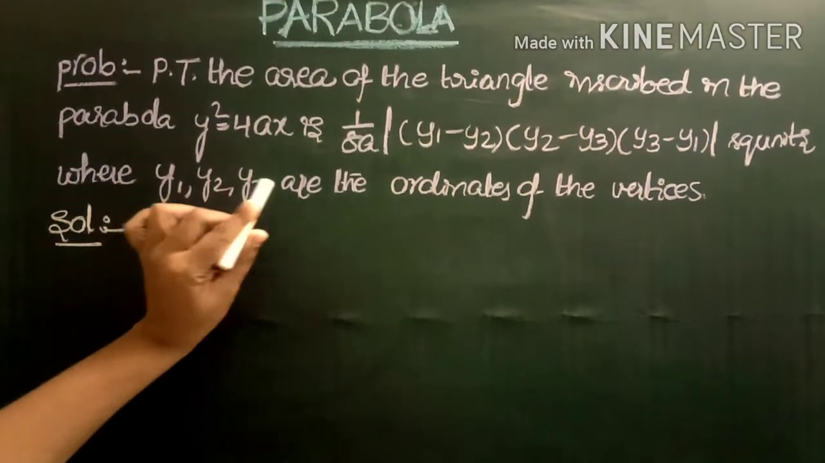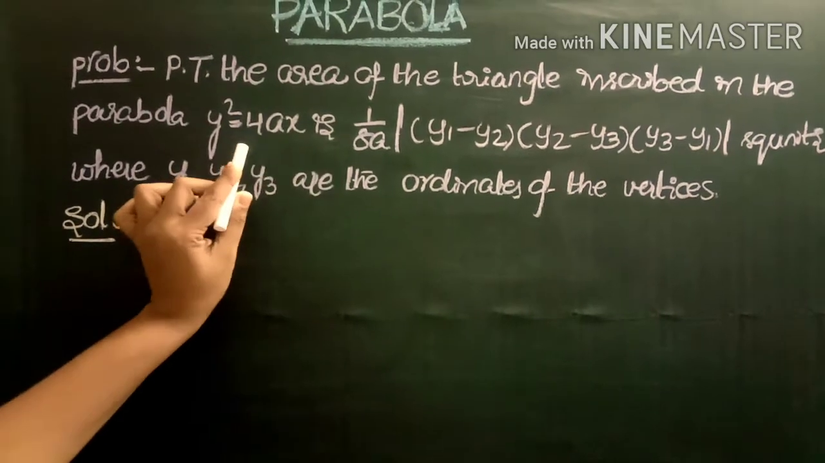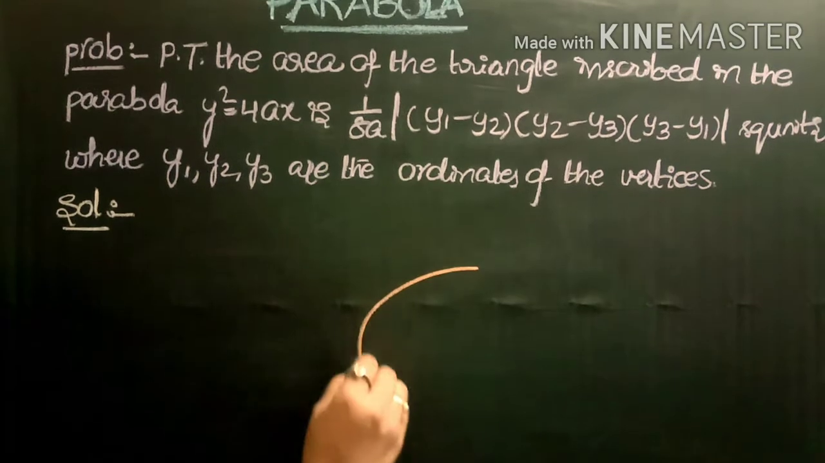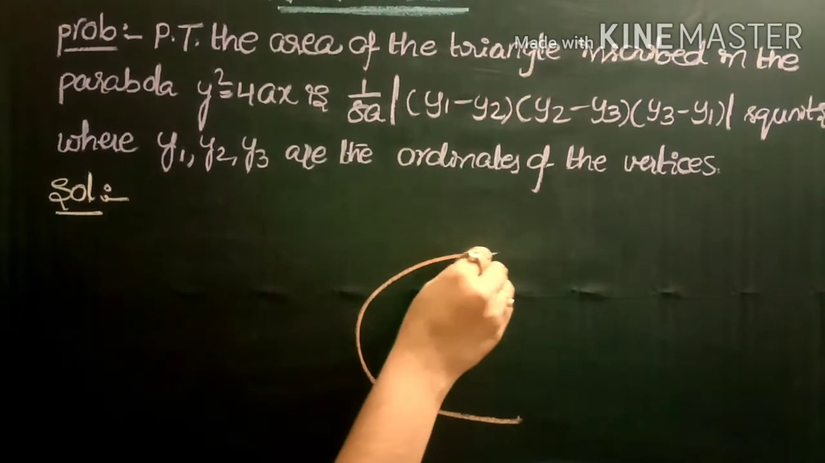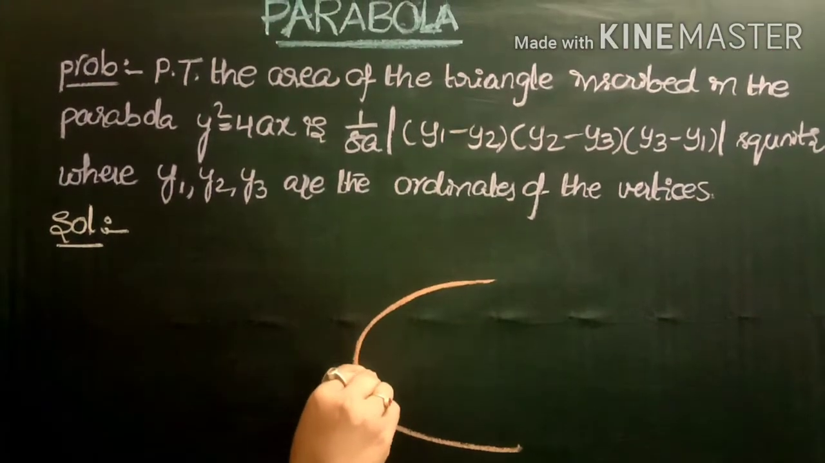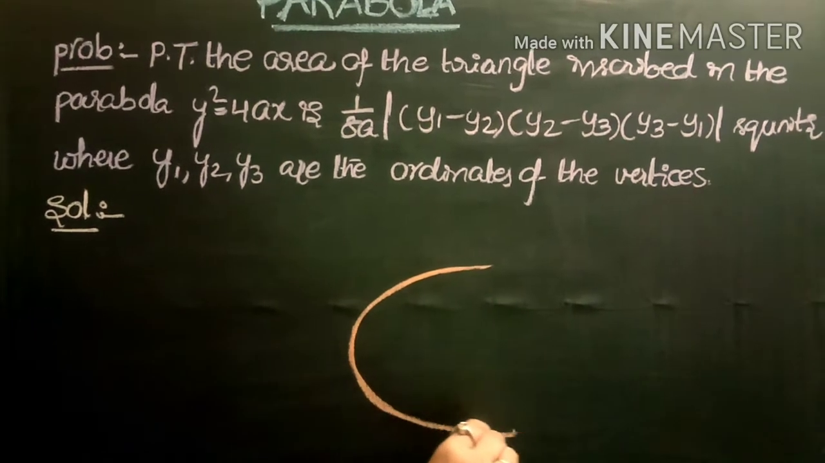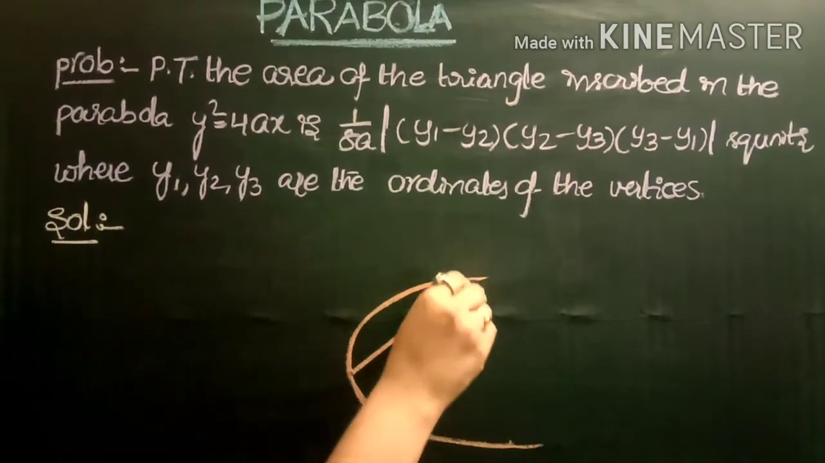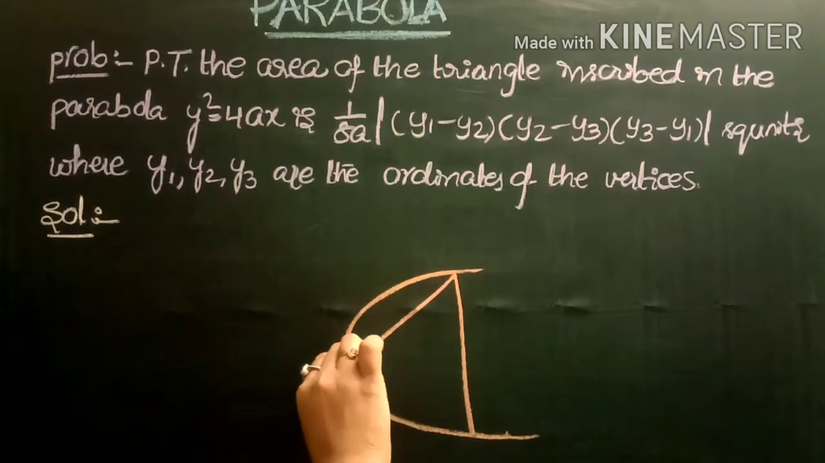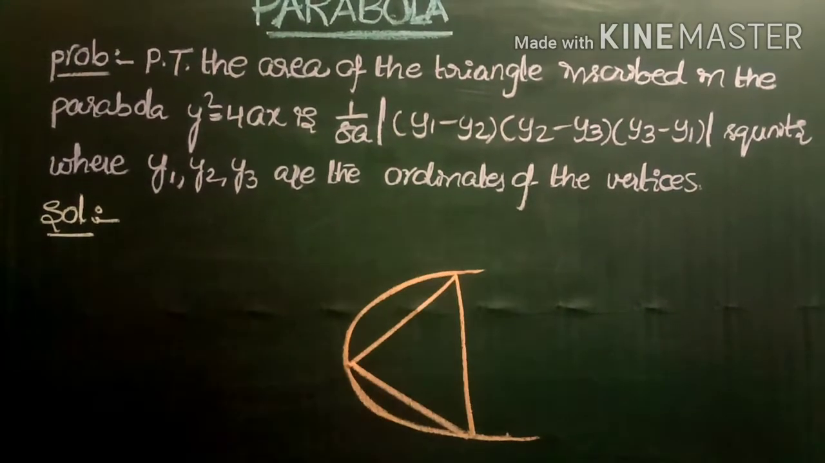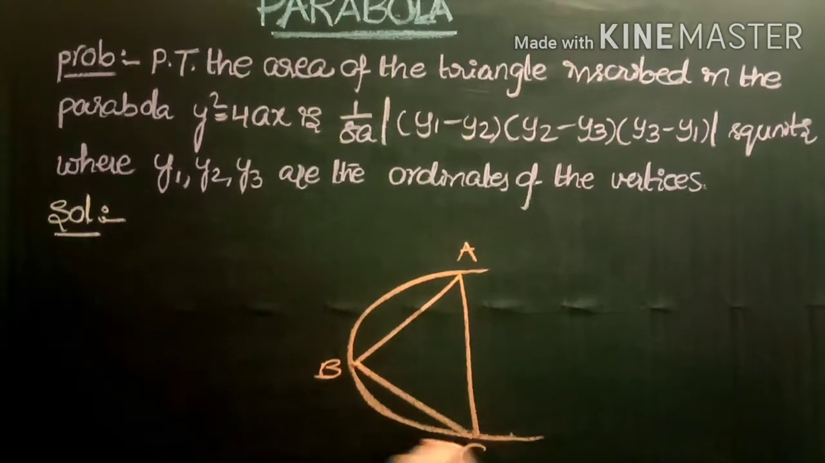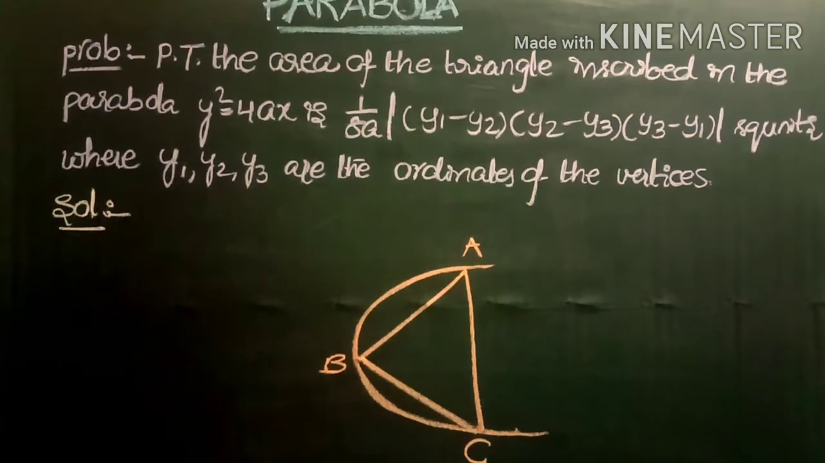So given the area of the triangle inscribed in the parabola y square is equal to 4ax. Now here one parabola is given, which is y square is equal to 4ax. Now we want to find the area of the triangle inscribed in this parabola. So here we take one triangle in the parabola. This is the triangle which is inscribed in the parabola. Now we take the vertices of the triangle ABC. Here ABC are the vertices of the triangle.